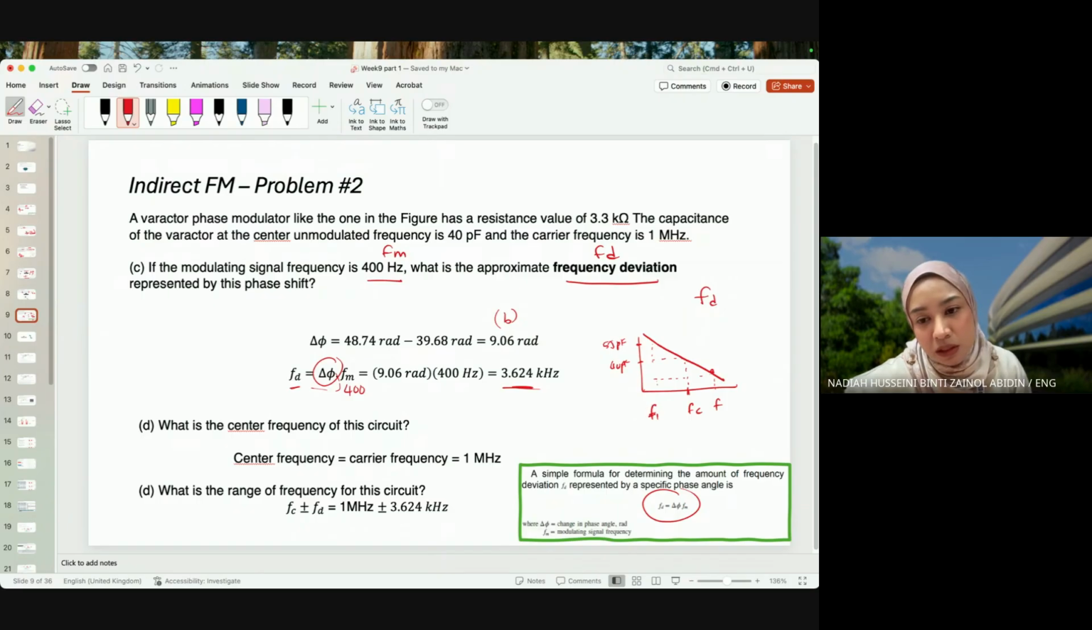So I'm answering this question with the assumption that the change is symmetrical. So it goes up by 15 picofarad, it goes down by 15 picofarad. Therefore, the deviation is also symmetrical. That was the assumption that I had to make to answer this question.